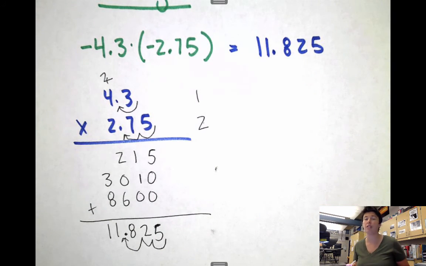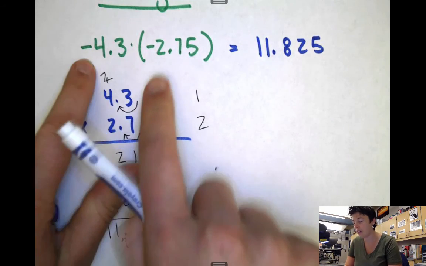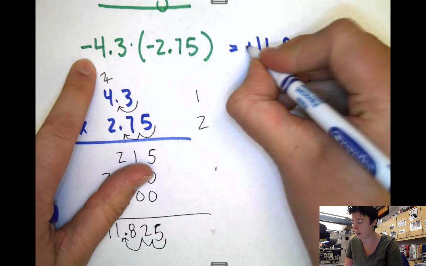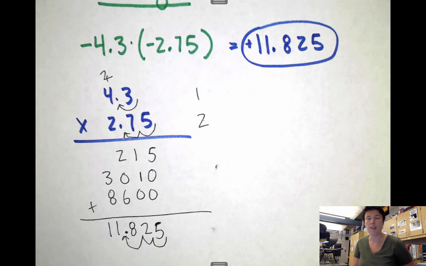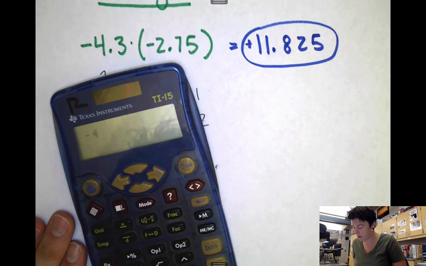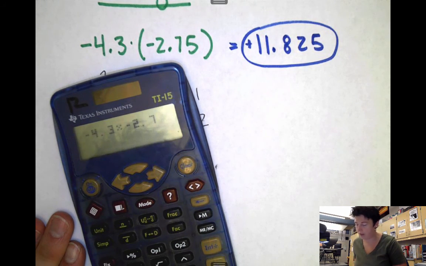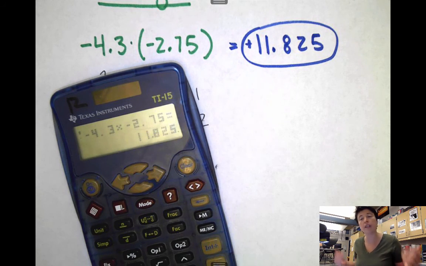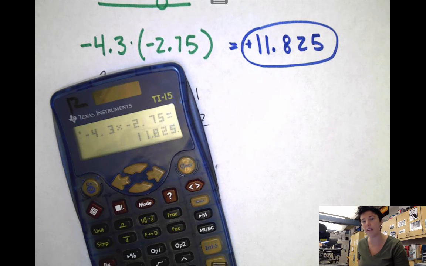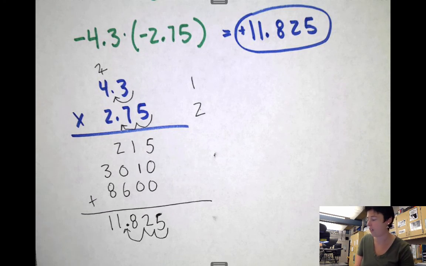The last final question is, is it a positive 11 or a negative 11? So I see a negative times a negative is always a positive. Positive 11.825. You're not sure you're right? We'll check it on a calculator. Let's see if you're not totally clear. What is negative 4.3 times negative 2.75? If we're right, it'll tell us. So let's see here. 11.825. Yep, we did it right. So all's good. It's always nice to check your answer.